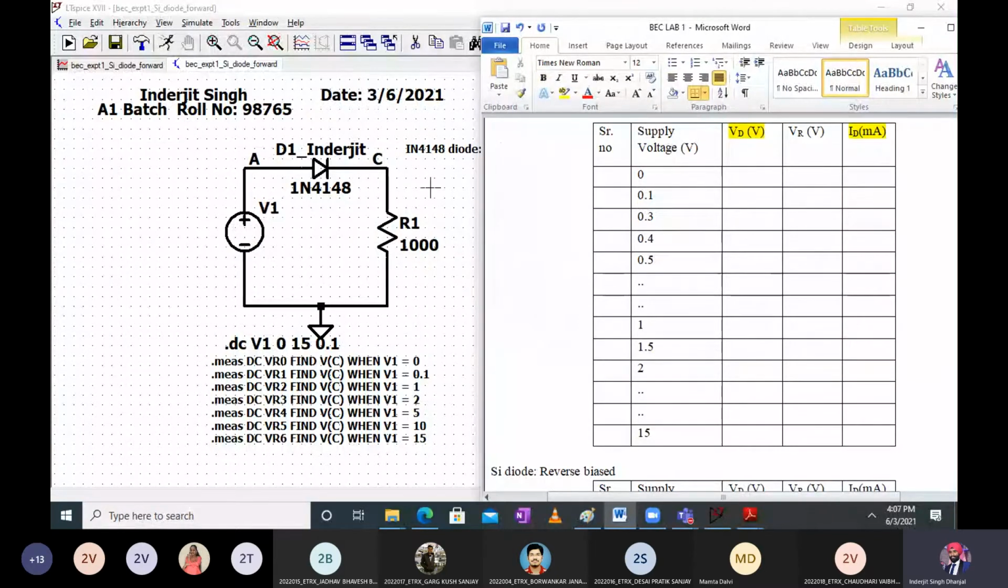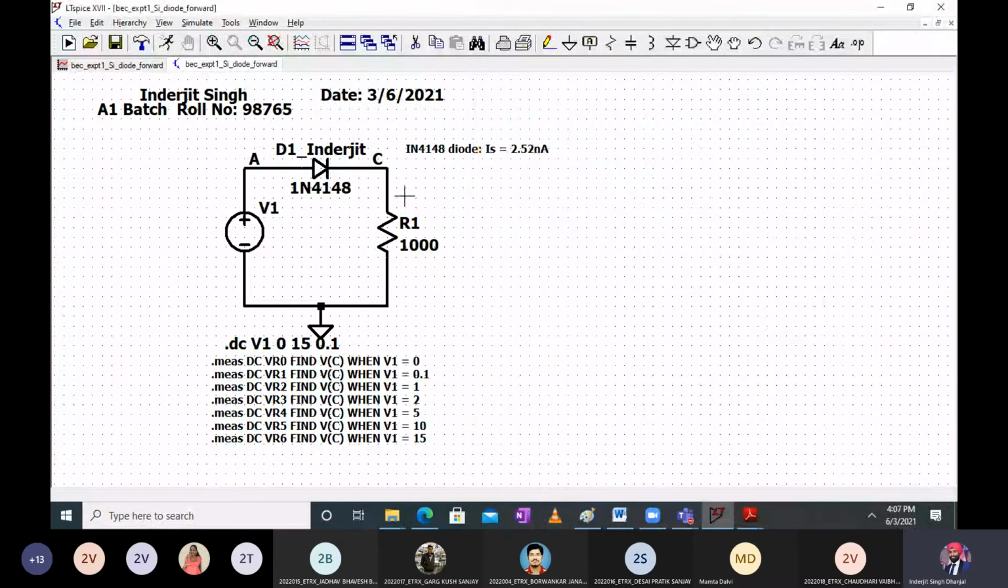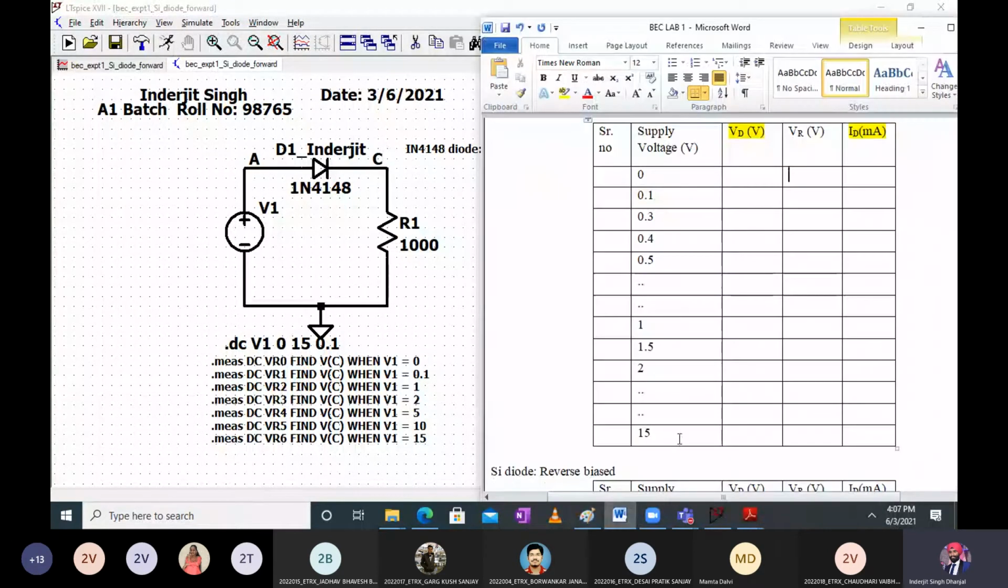Okay, now next what I want is diode voltage. So anyone, any idea what do I do? What I want is at these supply voltage, what is my diode voltage? At these points of supply voltage, what is my diode voltage? How will I do it? Anyone? Hello? Yeah.